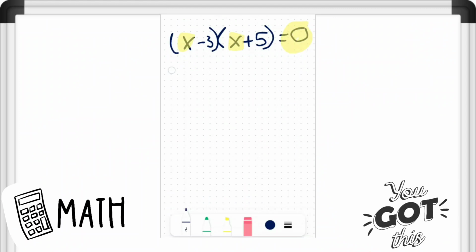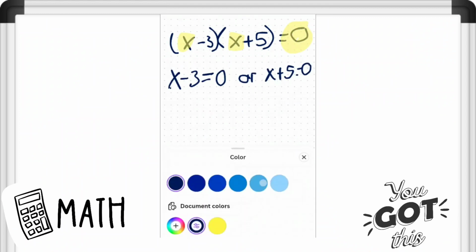So what we're going to do, we're going to take the first bracket, which is x minus 3, and we're going to put it equal to 0. Or the next bracket, which is x plus 5, could be equal to 0 in order for our equation to work out. So now we're going to just solve it.